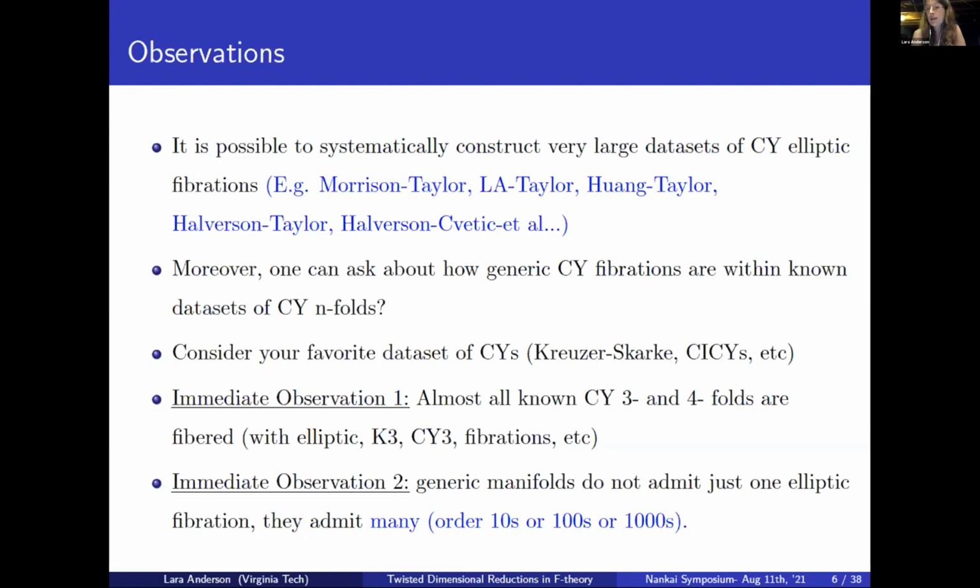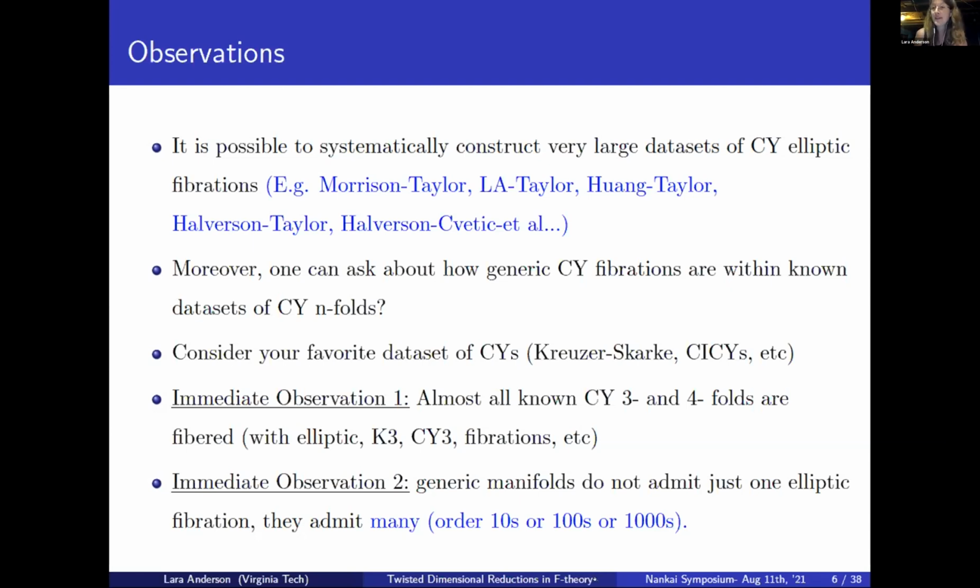What we're seeing now, and this was alluded to in both James and Wadi's talk yesterday, is that that is not actually the correct viewpoint. It seems that, in fact, basically, if you throw a dart at a data set of Calabi-Yaus, you're going to hit something that's elliptically fibered. So this is a bit of a repeat from yesterday, but bear with me for a second.